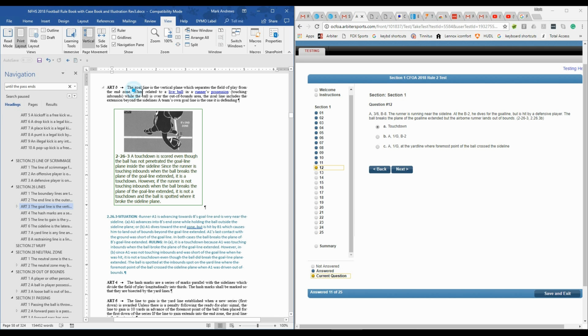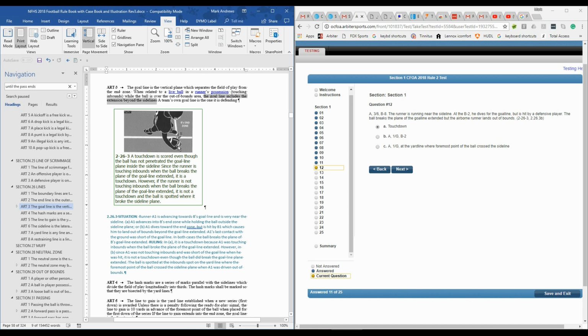Now, when the goal line is related to a live ball in the runner's possession, in other words, touching in bounds, while the ball is over the out of bounds area. So look at this picture down here. That's the scenario they're describing. The runner's in bounds, the ball is out of bounds. In that case, the goal line includes the extension beyond the sidelines. So the goal line is extended outward this way.